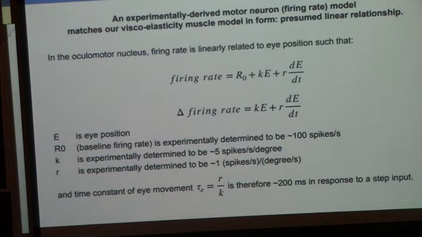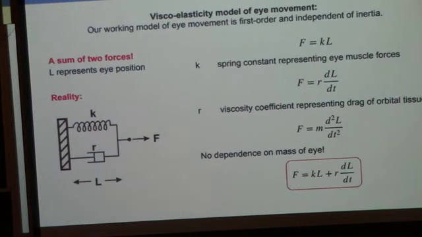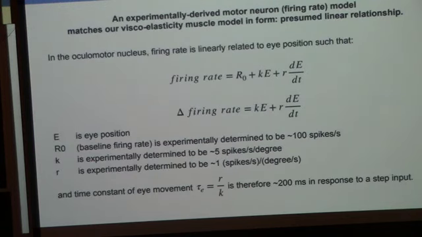The idea here is that the model for the firing rate is very similar to the model for your eye movement, which shows that firing rate is linearly related to the eye movement. And the important thing to note here is that the time constant of the eye movement from the model was found to be 200 milliseconds in response to a step input.